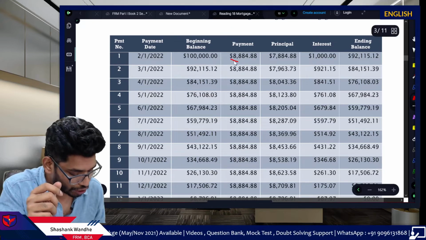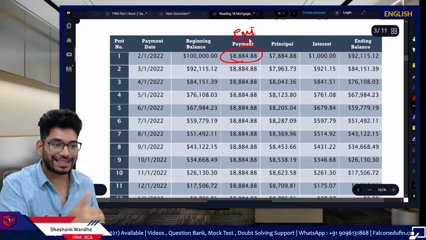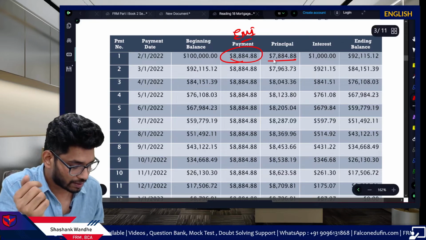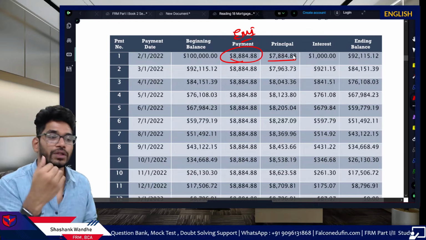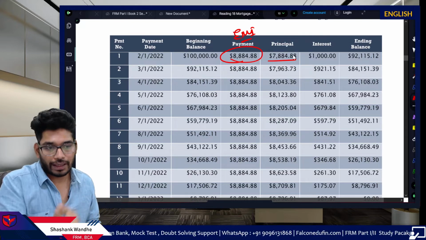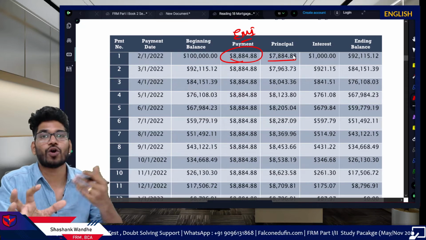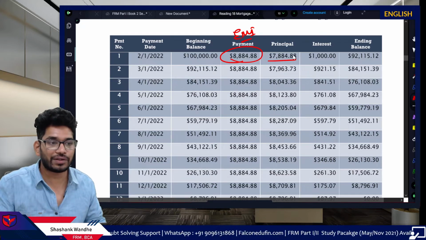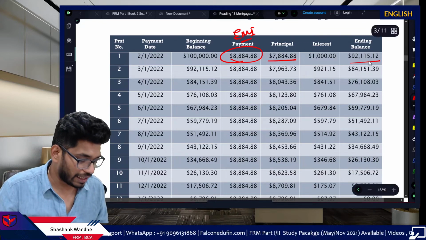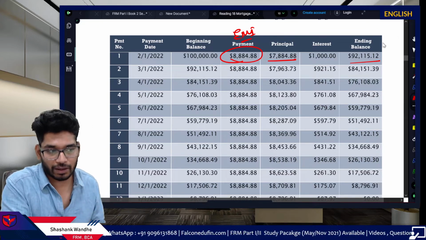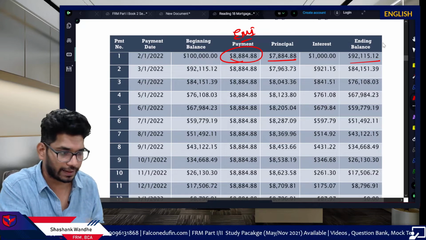The remaining portion of this EMI is adjusted for the principal, which is 7,884.88, whatever. That is, you repaid some principal and you also paid the interest. So 1,000 in interest, you repaid your principal 7,884. The remaining balance in this particular loan account is 92,115, right?